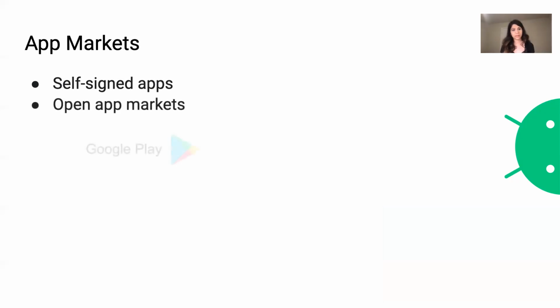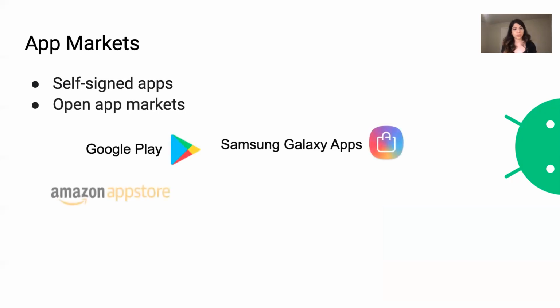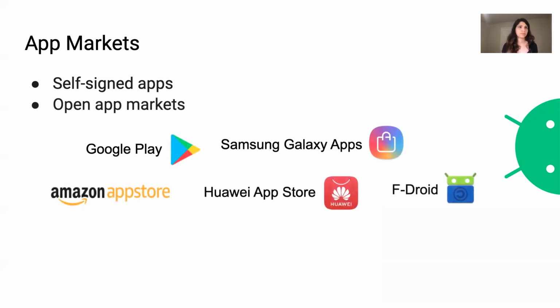In Android, applications are self-signed, meaning that the certificates used by Android apps aren't signed by certificate authorities, as in the PKI infrastructures that we're familiar with. And it is an open app market. Google has its own Google Play Store, which is the official market for Android apps. But besides that, you have the Samsung Galaxy apps, you have Amazon App Store, Huawei App Store, and also F-Droid, where you can get APKs.